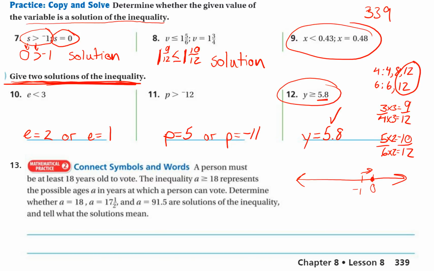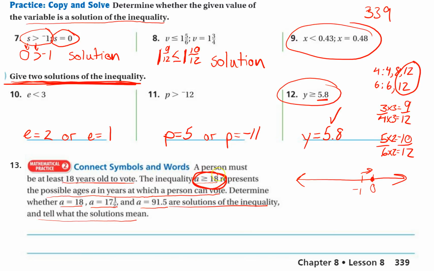All right, number 13. A person must be at least 18 years old to vote. The inequality A is greater than or equal to 18 represents possible ages A in years in which a person can vote. Determine whether A equals 18, A equals 17.5, and A equals 91.5 are solutions of the inequality, and tell what the solutions mean. So we're just plugging in.